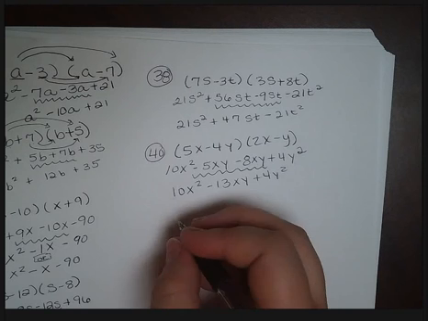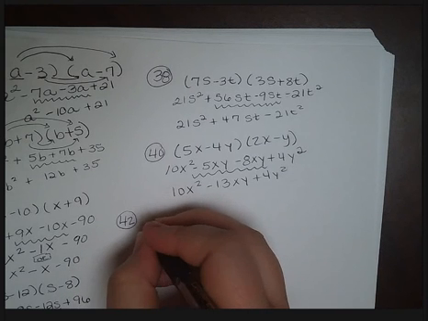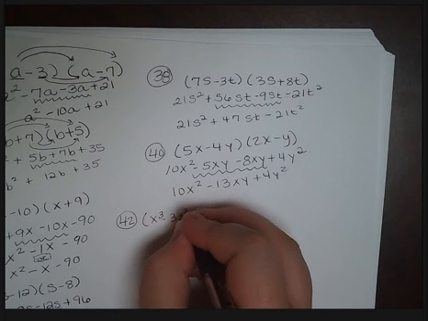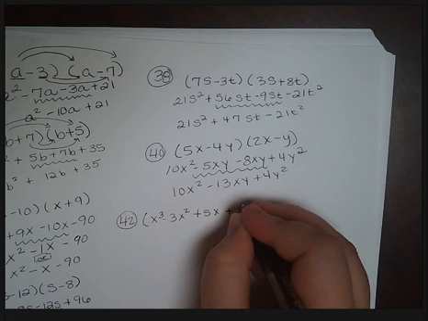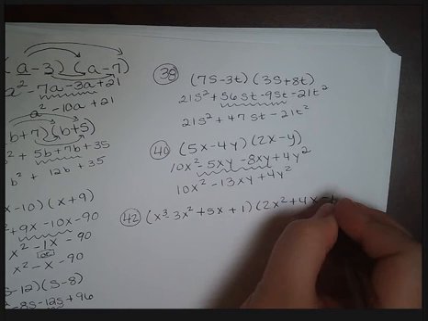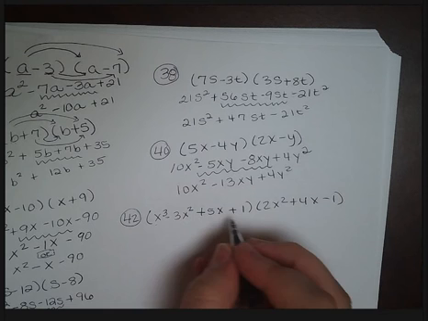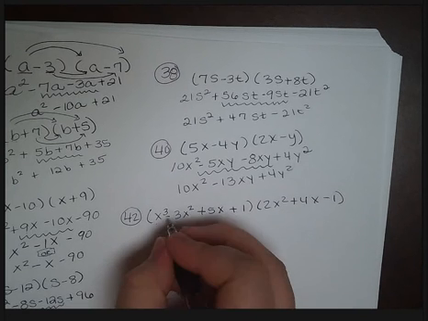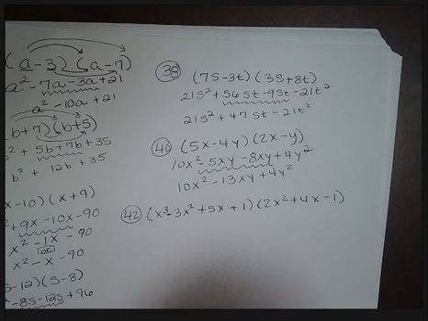Okay. Number 42. This one's going to be fun. If I gave you one like this on the test, it would be more of a bonus type problem. Okay, what we do is we take each of these terms here and we multiply them by each of these terms here, just like we've been doing. So the only way to really show you is going to be to just do it.